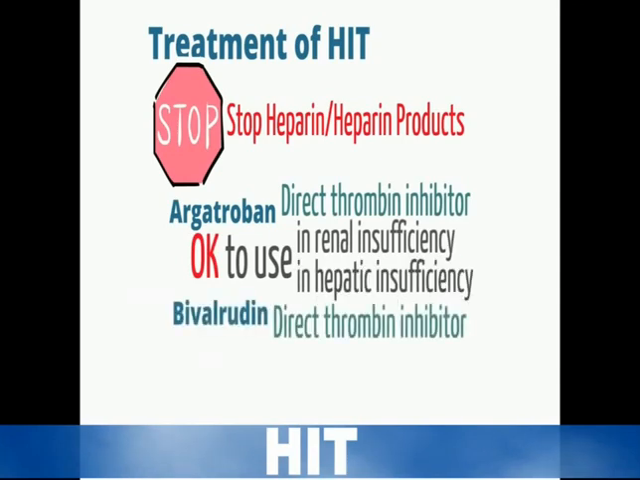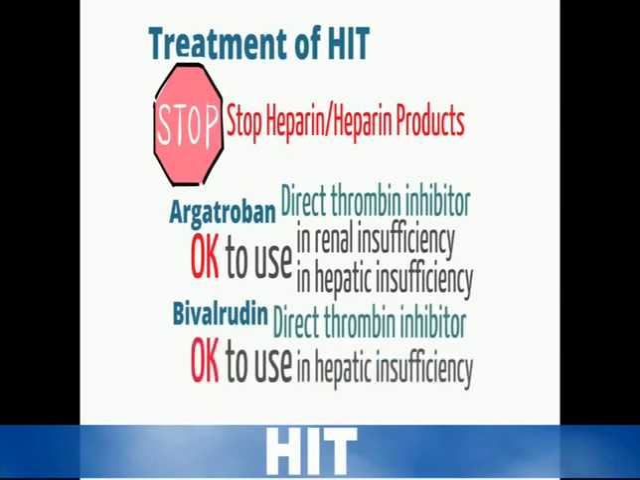Given these patients are hypercoagulable, they need to be started on a direct thrombin inhibitor, like argatroban or bivalirudin. Argatroban has the ability of being able to be used in renal insufficiency and hepatic insufficiency, while bivalirudin generally can be used in hepatic insufficiency. Do not start warfarin or low molecular weight heparin for anticoagulation.